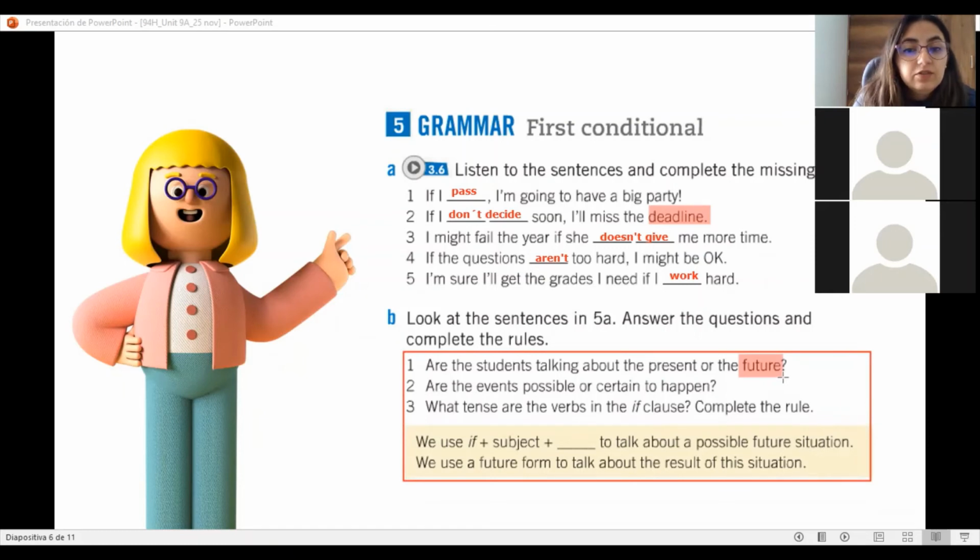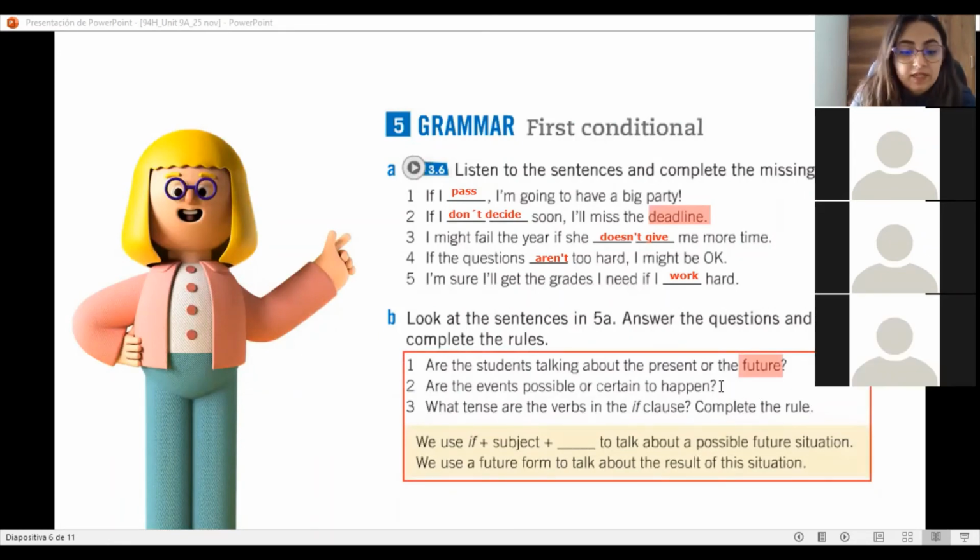If I pass, nos dice si yo paso, voy a tener una fiesta grande, ¿no? Pero aún no ha pasado, entonces estamos hablando del futuro. So it's definitely about the future. Are these events possible or certain to happen? ¿Es posible o seguro que pasen estos eventos? What do you think? Yes or no? Yes. Sí, teacher, yes. Yes, they are very likely to happen, right?